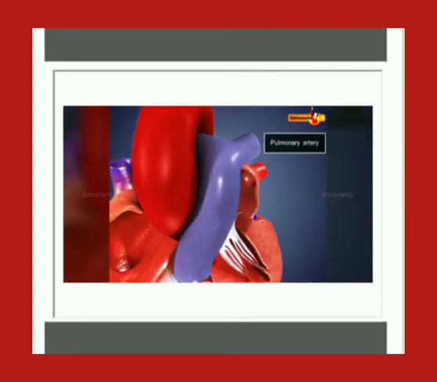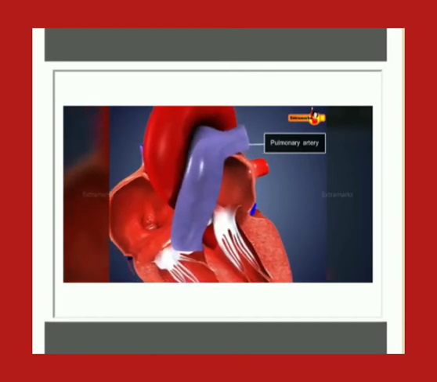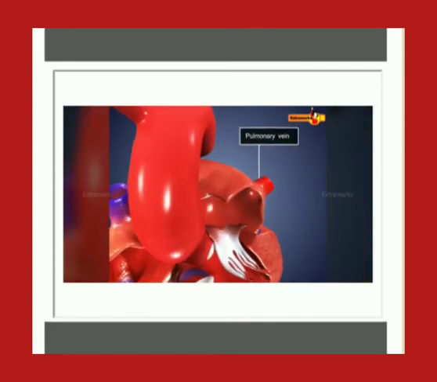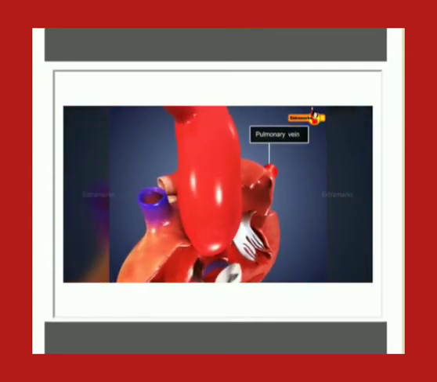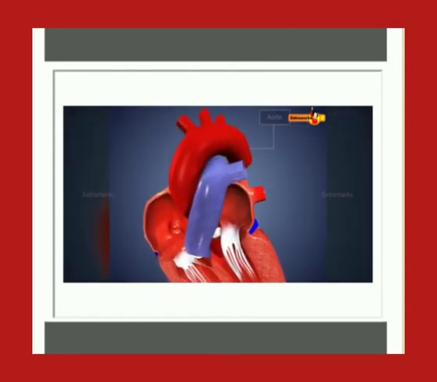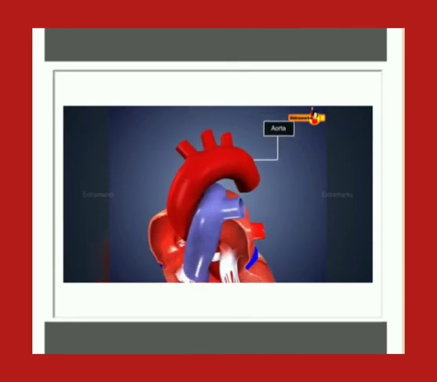The pulmonary artery carries deoxygenated blood from heart to lungs. The pulmonary veins carry oxygenated blood from lungs to heart. The aorta carries oxygenated blood from heart to rest of the body.